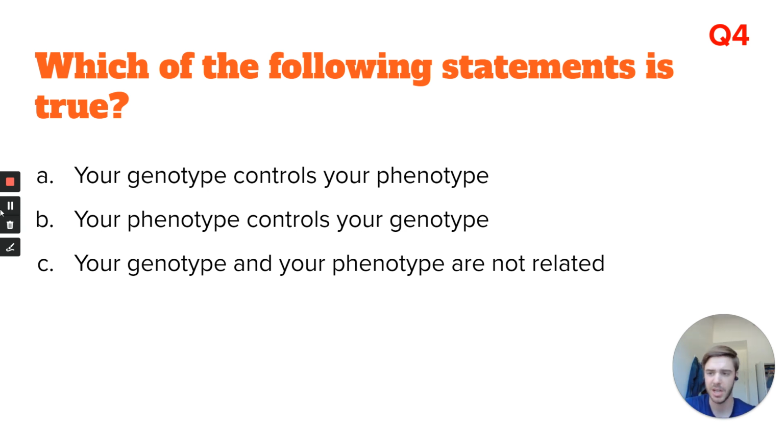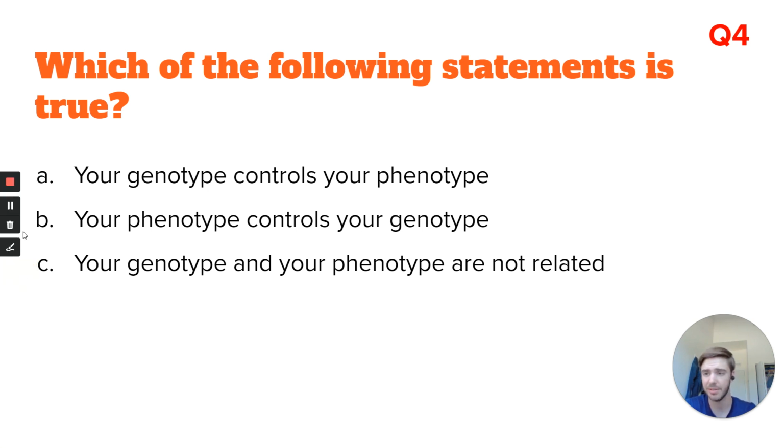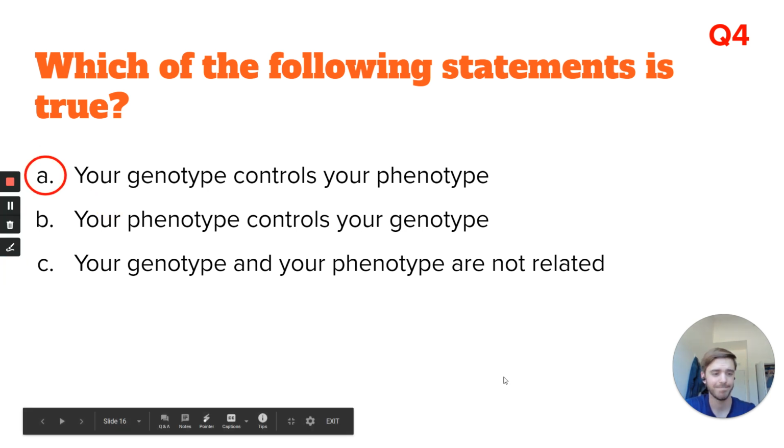Well, remember, genotype refers to our genes, our DNA, and phenotype refers to how we look or act. So, does our DNA control how we look? Does how we look end up changing our DNA? Or are they just not related at all? I think most of you got it by now. Our DNA is what controls how we look and act, right? So that means A. That's your last answer for the last question.